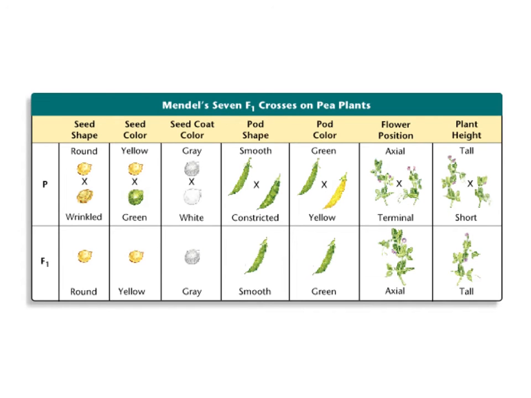So if we take a look at this, we can see the 7 crosses that Mendel did. In each case, we went from 14 characteristics down to only 7 characteristics. So Mendel lost 7 traits, and he didn't know where they went. What we now know is it's the factors of dominance and recessiveness that caused this loss of traits. They weren't lost, they were just masked by the dominant.